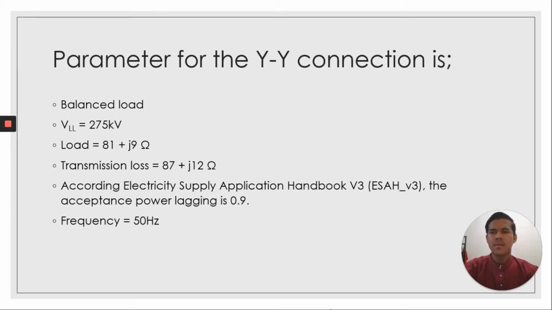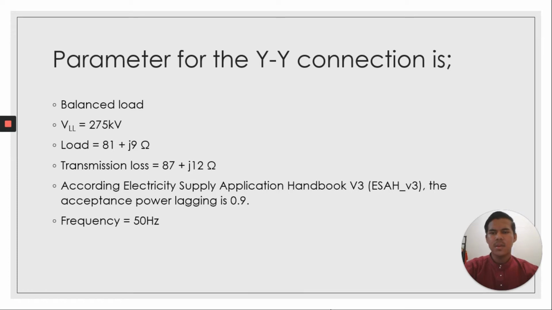Next is the parameters of the Y to Y connection. The first parameter is that the load of the Y to Y connection is balanced. The next parameter is the voltage. The voltage that has been assigned is 275 kilovolts. And the load and the transmission loss assigned are according to my metric card number, which is: the load is 81 plus 8j ohm, while the transmission loss is 87 plus 12j ohm.